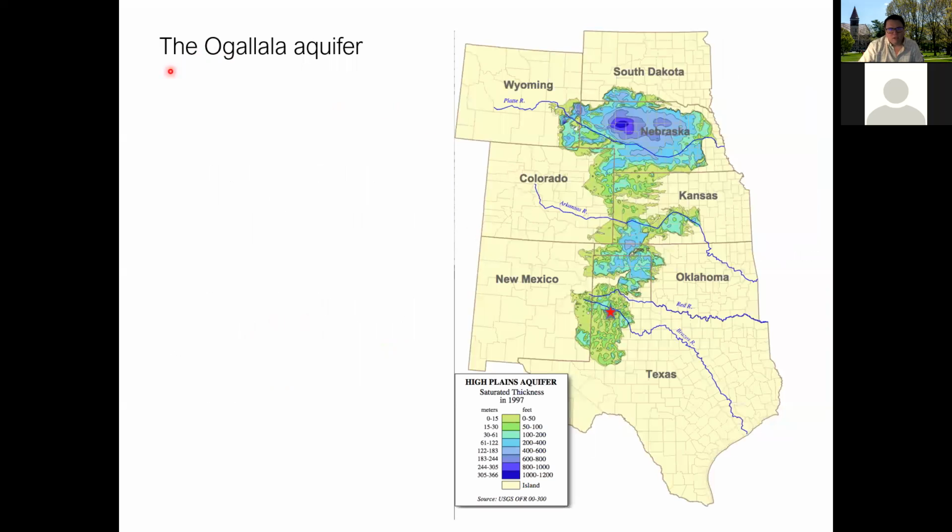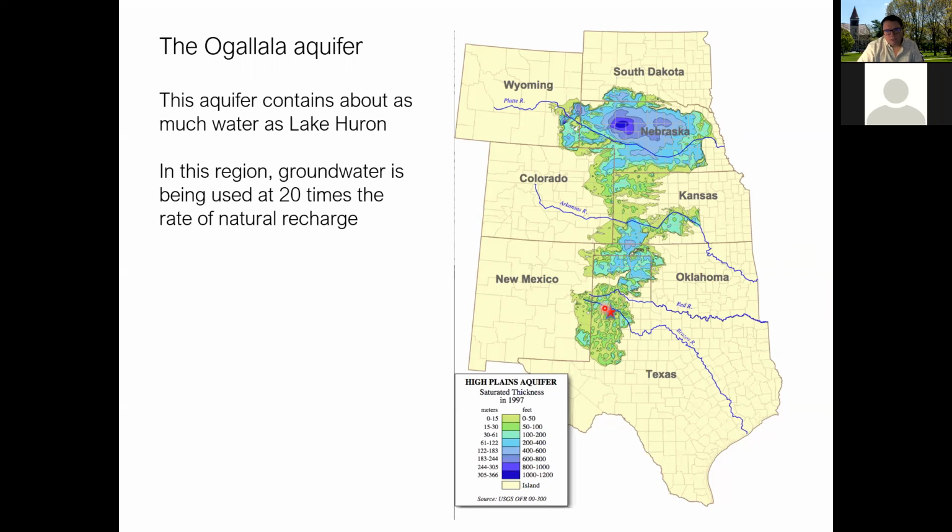So the Ogallala is the actual geological formation that most of the High Plains Aquifer is in. This gives you a map of the thickness of that unit. You can see up here in Nebraska, it can be well more than 1,000 feet thick. It thins out a bit as you get further to the south, but still can be a few hundreds of feet thick. And a 100-foot thick aquifer is a pretty serious aquifer. For perspective, the Ogallala contains about as much water as Lake Huron. So that's quite a big region.